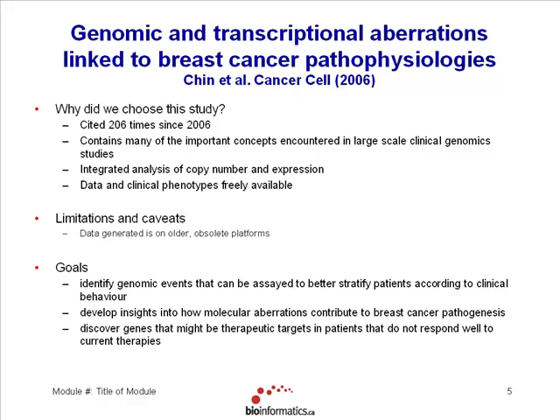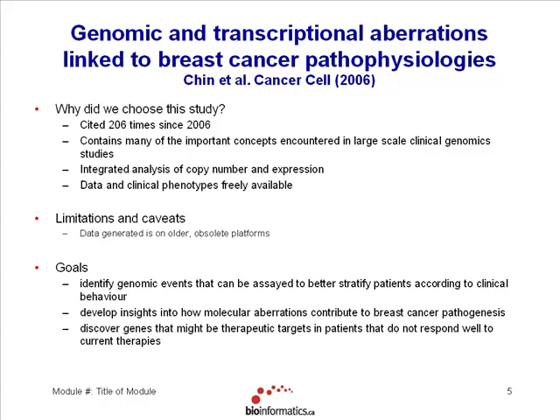Just some background: when we were designing this course, I had this idea that it would be good to take a model paper that really did integrate clinical data and genomic data, and one that would allow us to illustrate the concepts that we wanted to illustrate. This paper was published at the end of 2006, and it already has 206 citations, so it has reasonably high impact. People are reading it, citing it.